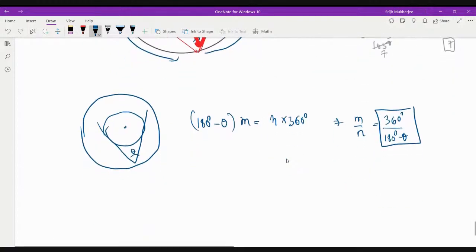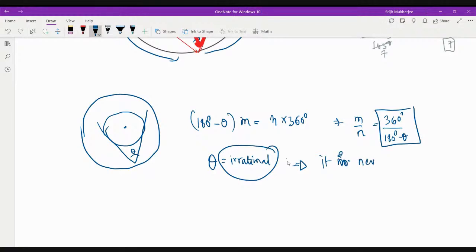This proves that if theta is irrational, it is never possible to return. For example, the angle could be pi, or maybe root 2 degrees. Remember it is in degrees. If the angle is an irrational multiple of pi, it's never possible to return. That's the idea, a beautiful idea.